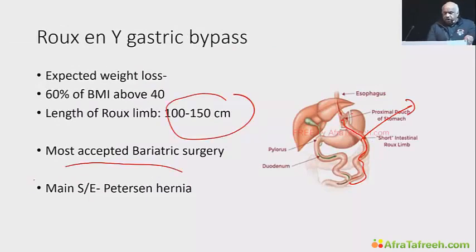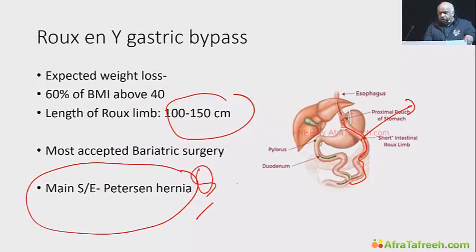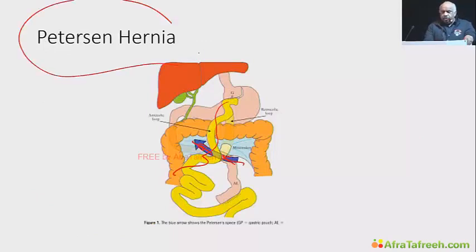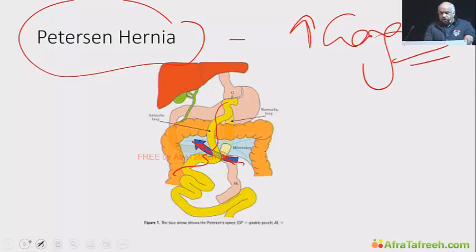What is Petersen's hernia? The most common complication. This is an important point you need to remember. Petersen's hernia is a hernia behind the Roux limb. This is the most common complication, plus the gangrene risk is very high. So it should not be delayed, should not go first.